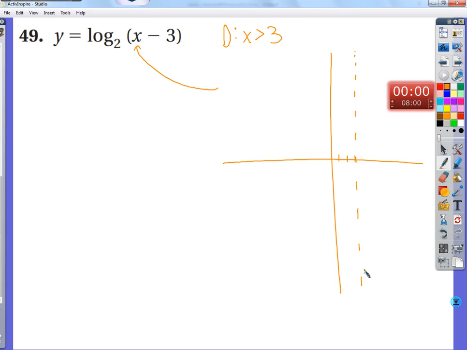Exactly what we're saying. And so, yeah, Tyler made a good point. We need to put a line there. Well, we don't have to, but we really should to let us know that we shouldn't go that way. We should not cross over into this area. X cannot have that value.